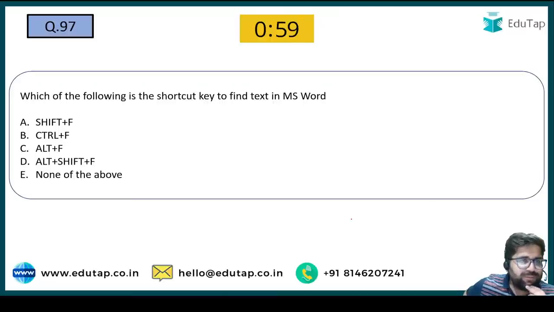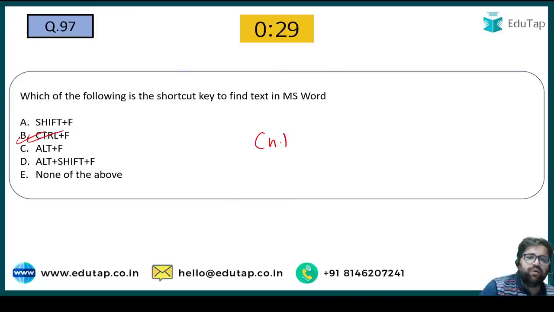Now coming to question number 97. Let me see my chat box. Chalo, now come to question number 97. Which of the following is a shortcut key to find text? If you are finding text. Yes, it's Control plus F.